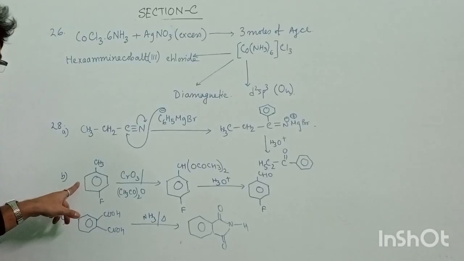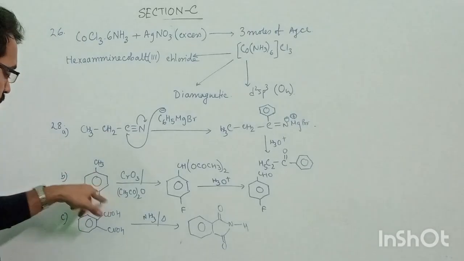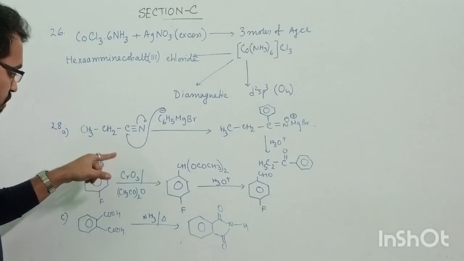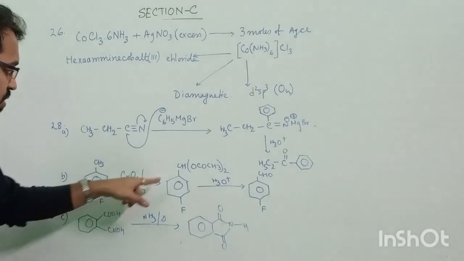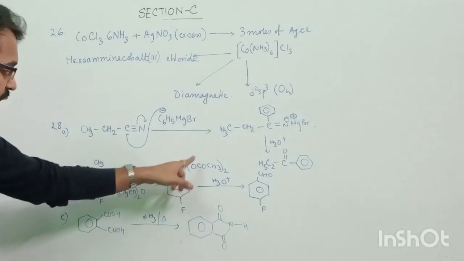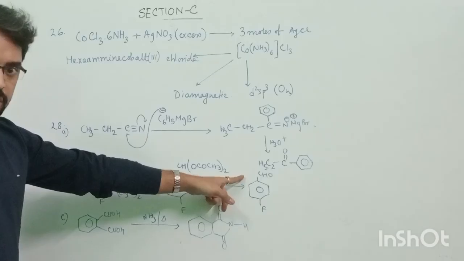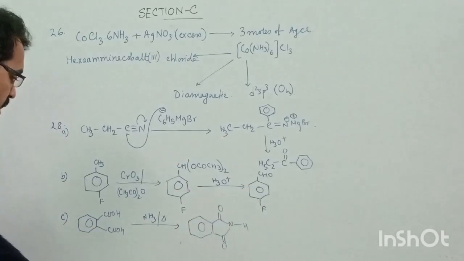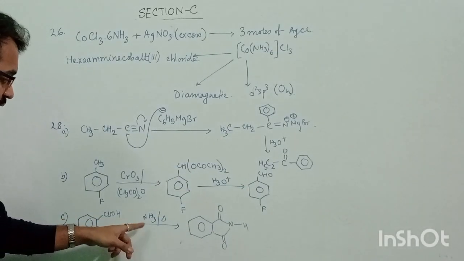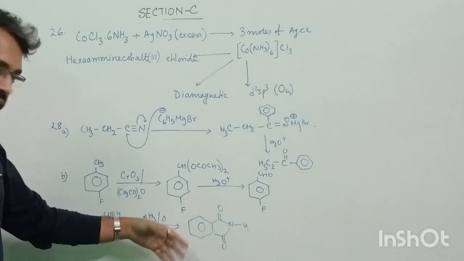And this one, para-fluorotoluene, under the conditions of CrO3 and acetic anhydride, will produce the complex, and when it is hydrolyzed, it will be para-fluorobenzaldehyde. And the last, when phthalic acid is heated with ammonia, it will form phthalimide.